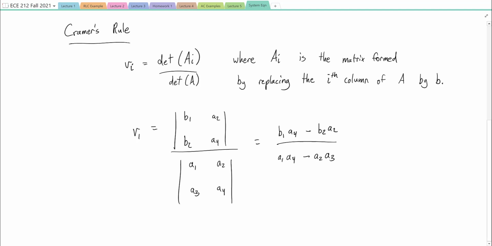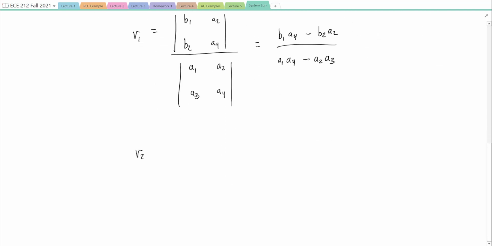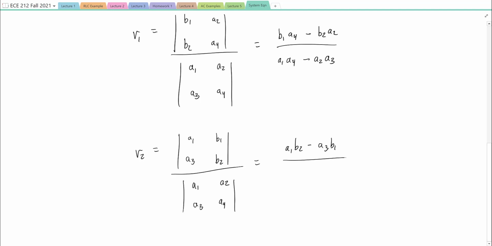Okay. And if I wanted to find the V2 here, I need to take the determinant where I'm replacing the second column with the B1 and the B2 vector. And then, of course, that's still divided by the normal A matrix, A1, A2, A3, and A4. Okay. So obviously then I have A1 times B2 minus A3 times B1 over the determinant of A, which is still A1 times A4 minus A2 times A3. Okay, that's one way to do it with Cramer's rule.